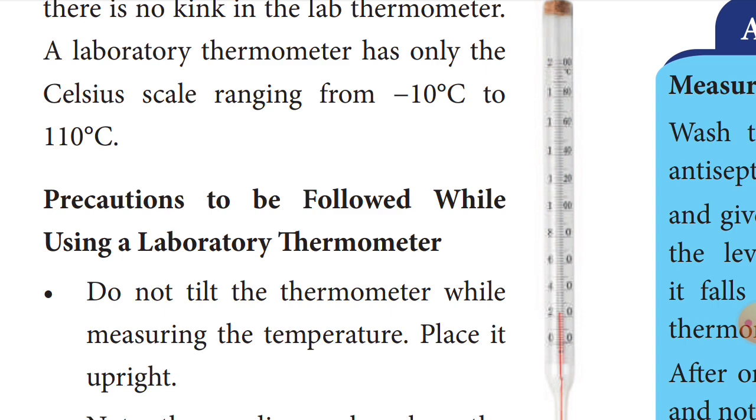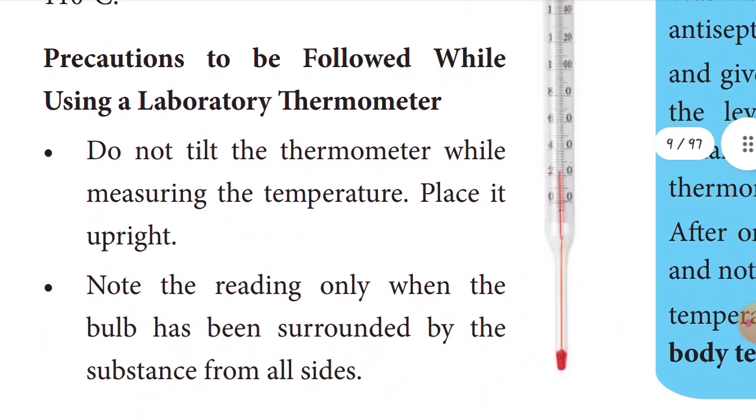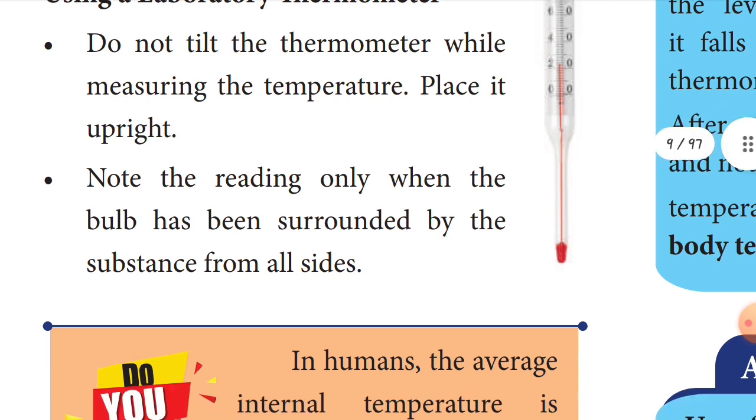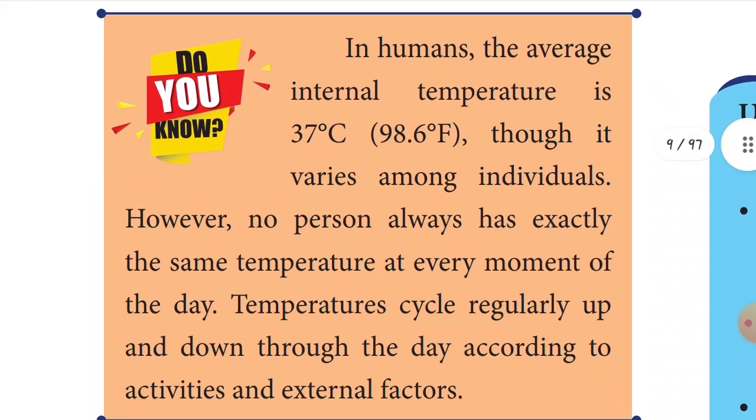This is clear to you, children? And what are the precautions to be followed when using this laboratory thermometer? First, do not tilt the thermometer. That's very important while measuring the temperature. Place it upright. And second, a very important point: note the reading only when the bulb is surrounded by the substance from all sides. That's the main thing.